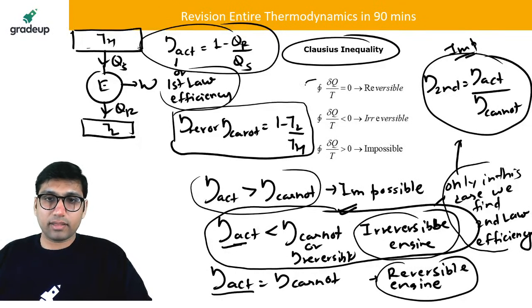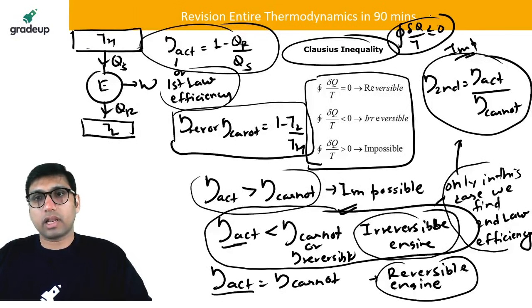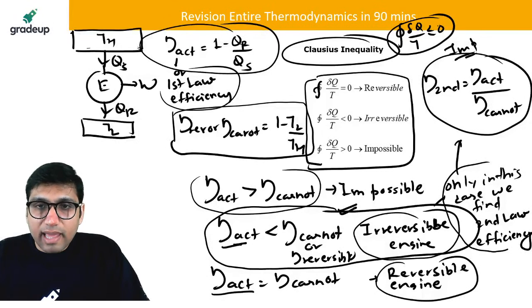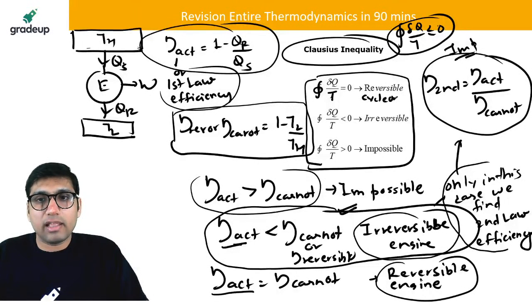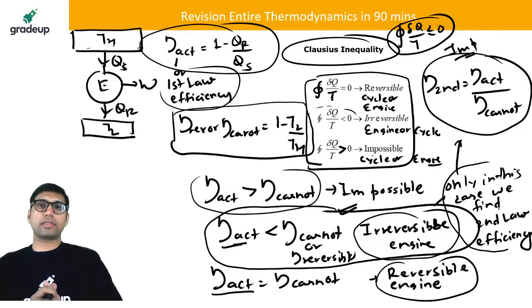Now let's come to Clausius's inequality. What is Clausius's inequality? This is cyclic integral of del q by T is less than or equal to 0. This is Clausius's inequality. Okay, my dear students. Now if cyclic integral, for a cycle, of del q by T, that is total heat transfer divided by absolute temperature, is 0, then it is a reversible cycle or engine. If cyclic integral of del q by T is less than 0, it is an irreversible engine or cycle. And if it is greater than 0, then it is an impossible cycle or engine. Okay, so this is Clausius's inequality. It is very, very important.